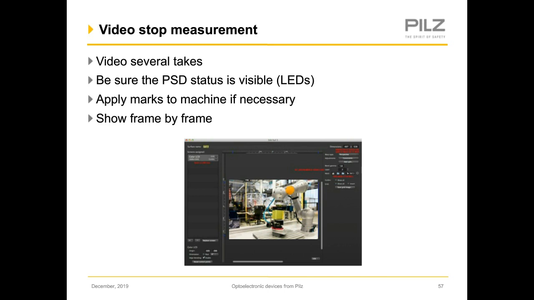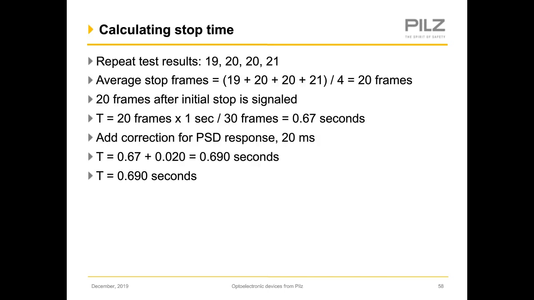When we do the calculation, in this example we took multiple takes and came up with 4 different frame counts: 19, 20, 20, 21. We do an average, so about 20 frames were needed until the stop was achieved, and 20 frames by 30 frames per second is a time of 0.67 seconds. We add the correction time for the presence sensing device, which is another 20 milliseconds.